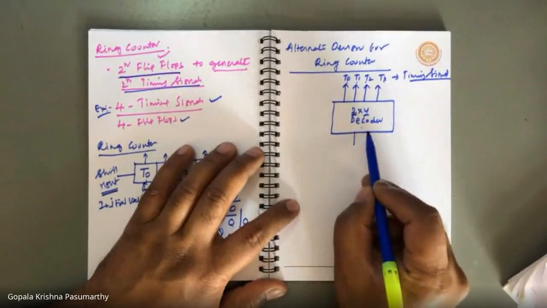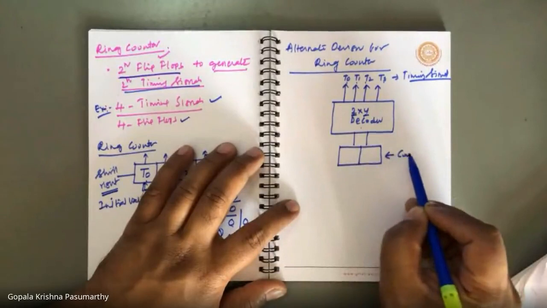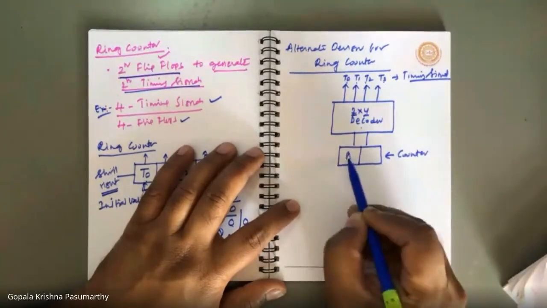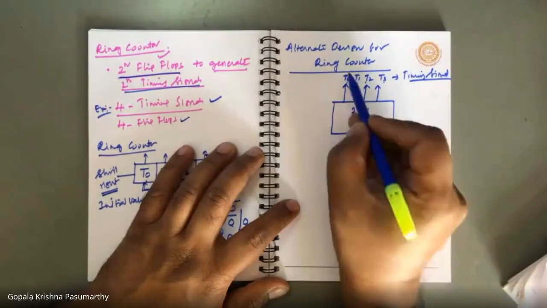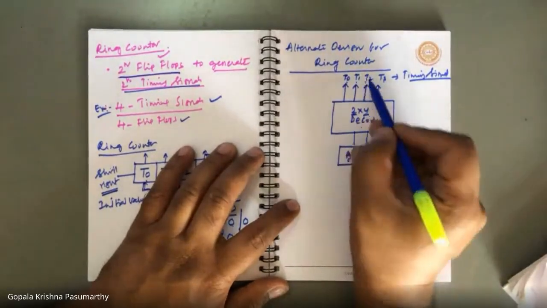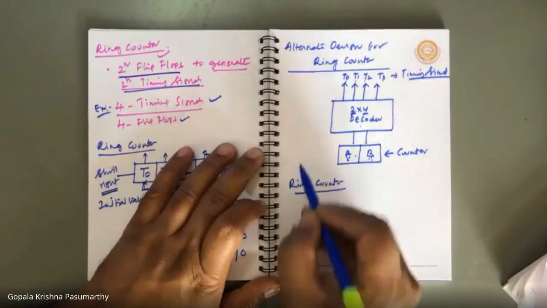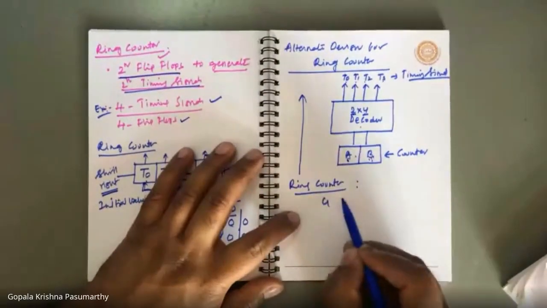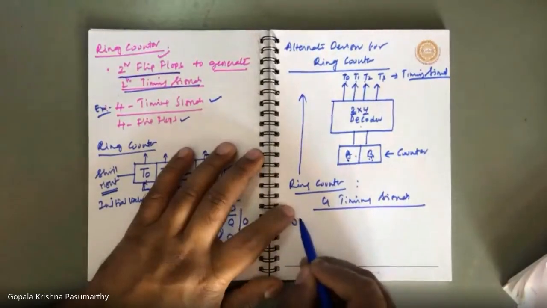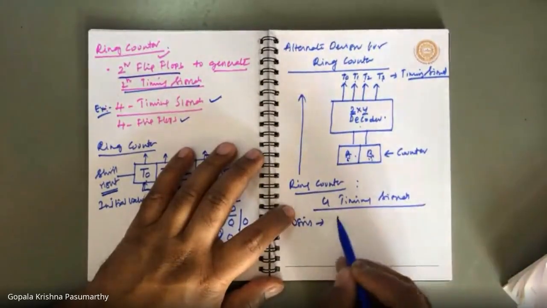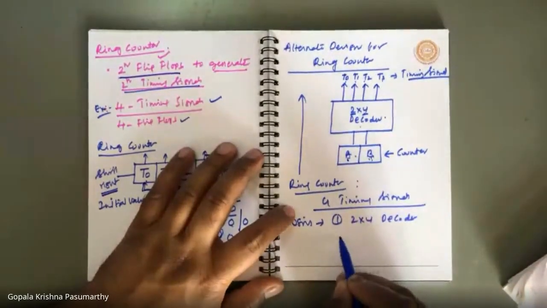The 2x4 decoder shall receive 2 inputs. The 2 inputs are received from a counter. I have a counter with 2 flip-flops A and B such that when A and B are 0, 0, T0 is active; 0, 1, T1 is active; 1, 0, T2 is active; 1, 1, T3 is active. So this ring counter design is generating 4 timing signals using one 2x4 decoder and 2 flip-flops.